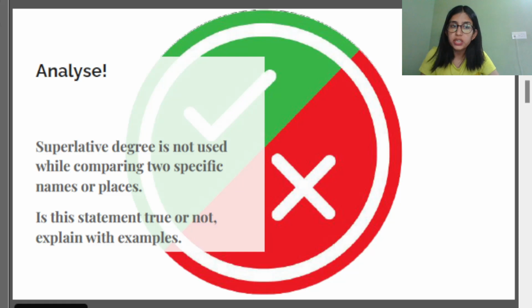So superlative degree, as we have already discussed, the comparison in which the comparison is made between two nouns or pronouns, that is comparative degree, not superlative degree. So when we are comparing two specific names or places, superlative degree is not used. So that will make this statement true. And those who have given the right response, applause to you, because you are listening to what I was saying till now. So we should move forward from here now.